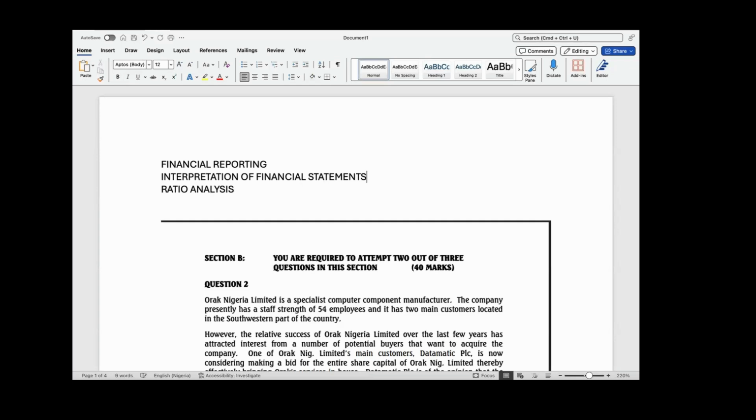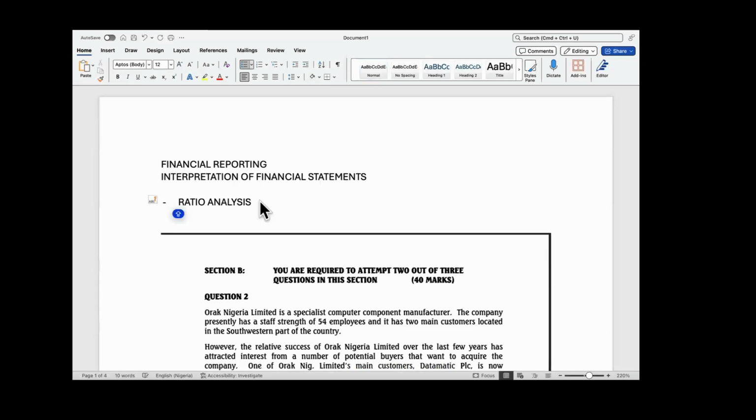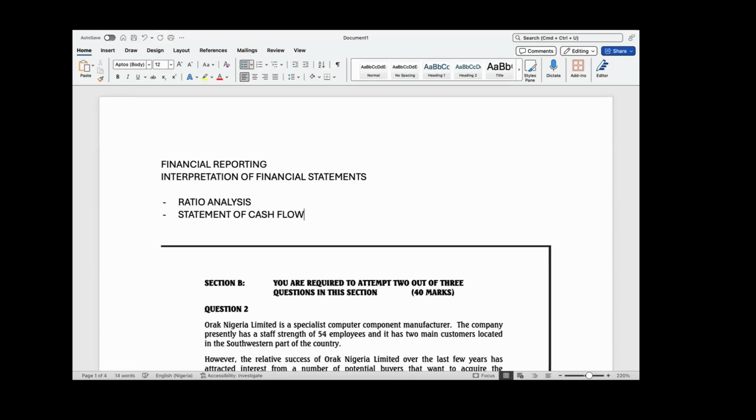Ratio is not the only tool that you can use to analyze financial statements. Statement of cash flows that you learned with Mr. Biodun is also a tool that we can use to analyze financial statements. But for now, what you need to learn is how to prepare statement of cash flows, not majorly how to use it for analysis. So my focus or your attention for FR is how to use ratios for analysis. That's what we're going to be looking at this evening.